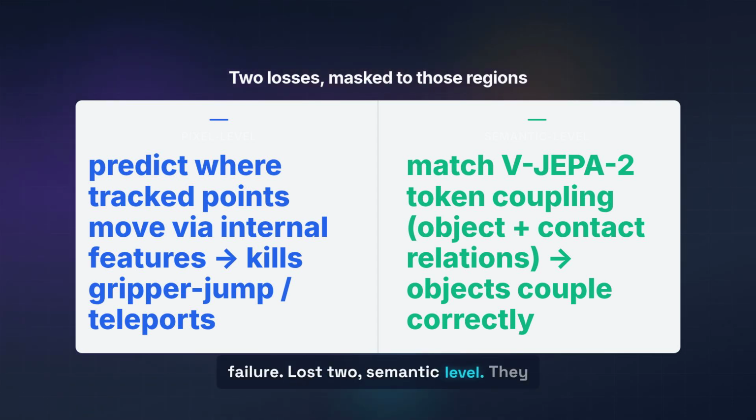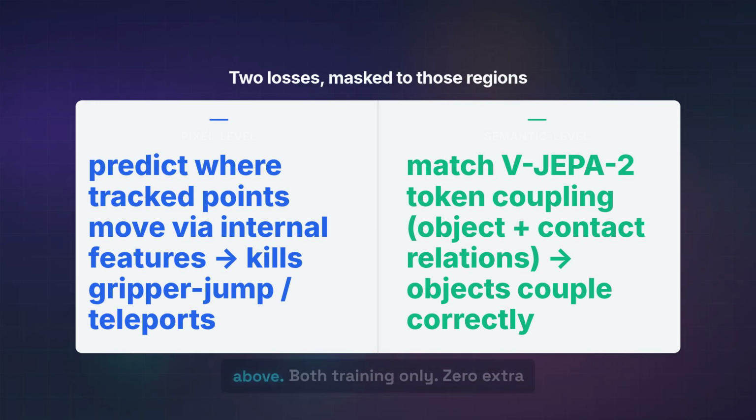Loss 2, semantic level. They borrow a frozen V-JEPA 2 encoder, the one that understands object coupling and contact, and force the video model's token relationships to match it inside the masked regions. Pixel continuity from below, semantic coupling from above, both training only. Zero extra cost at inference.